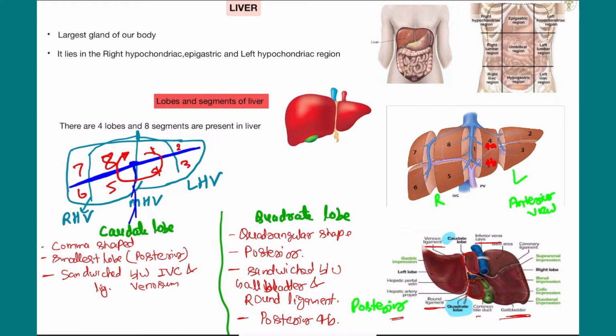And please learn this: the caudate lobe is present behind the 4a. You will see here is the 4a segment and here is the caudate lobe. So the caudate lobe is visible behind the 4a, while the quadrate lobe is present behind the 4b. Segment 4 is divided into two parts, 4a and 4b, because it is a large segment. So when in an examination he asks about any segment, please learn this.